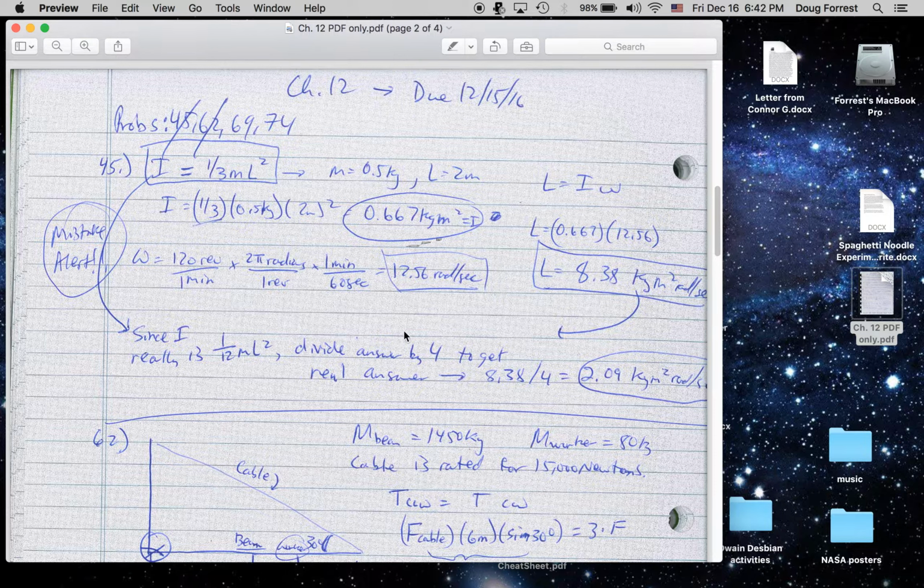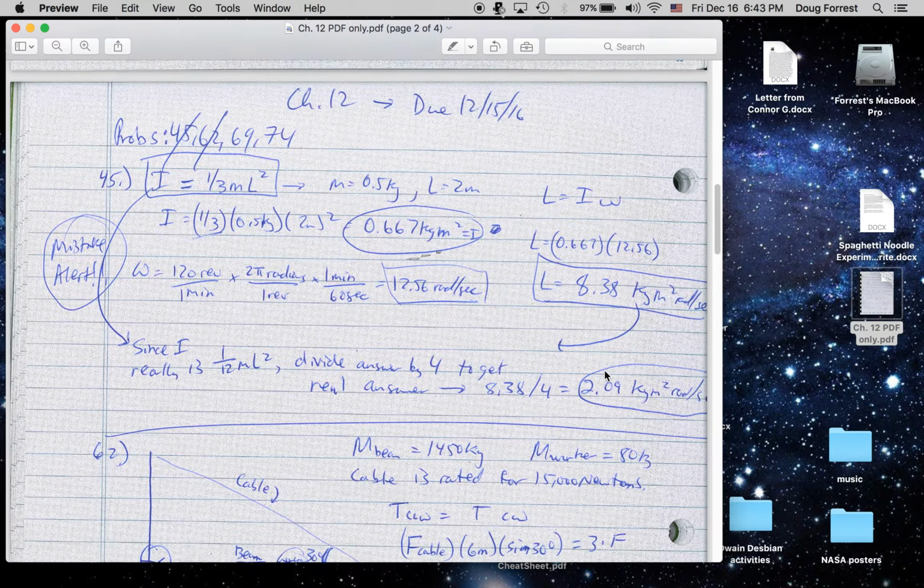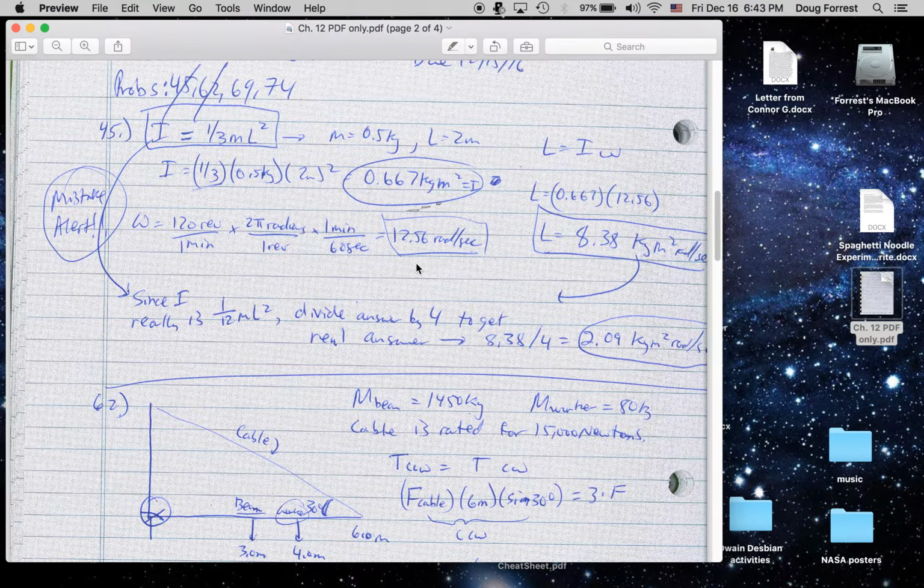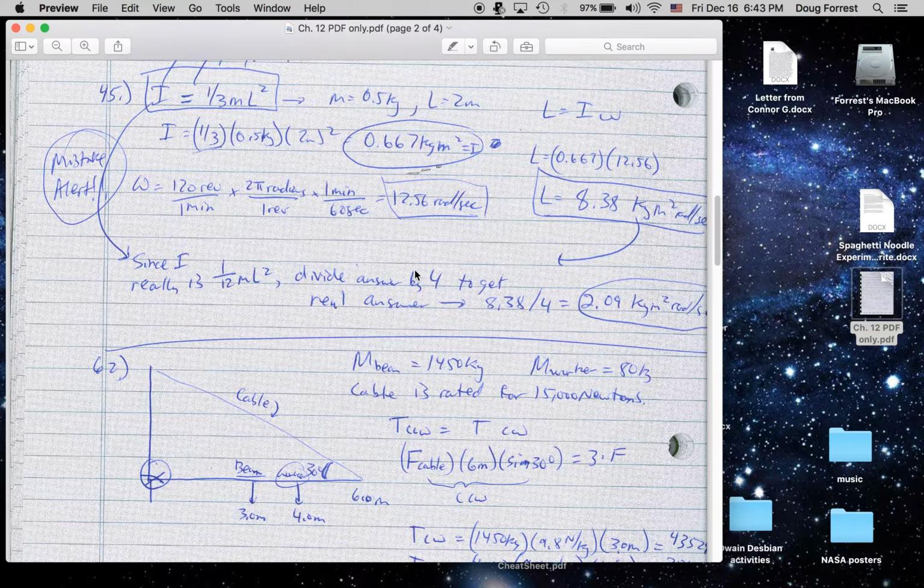So essentially to do that, I can get the moment of inertia, which would actually be 1/4 of this amount, multiplied by the angular velocity gets me the angular momentum. So this is 2.09 kilogram meter squared radian per second. This angular velocity is determined from 120 revolutions per minute.